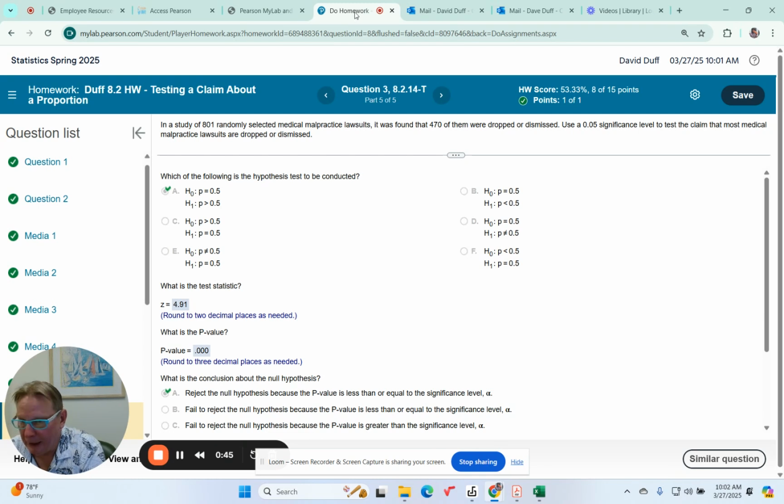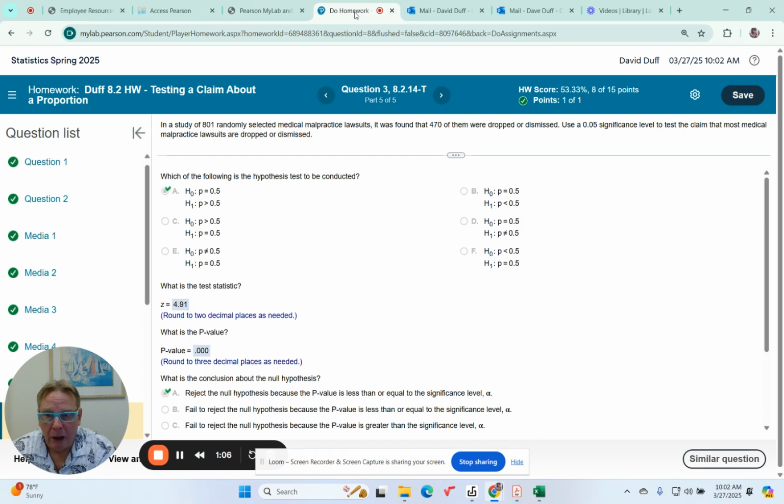All right, so the first thing I'm going to do is write down the number n, which is equal to 801. That's the total number of lawsuits. And then the number x is equal to 470. So that's the number that were dropped or dismissed. Then I'm going to write down alpha is equal to 0.05 as our significance level.